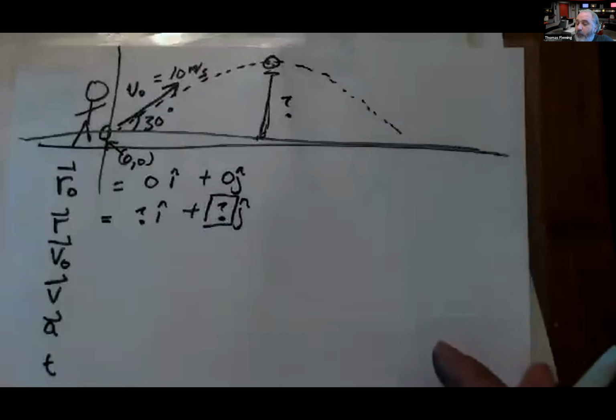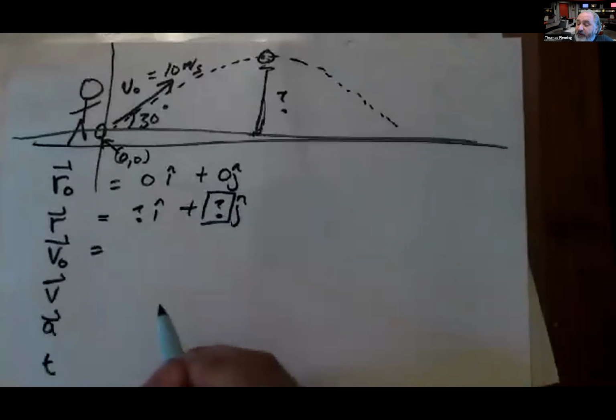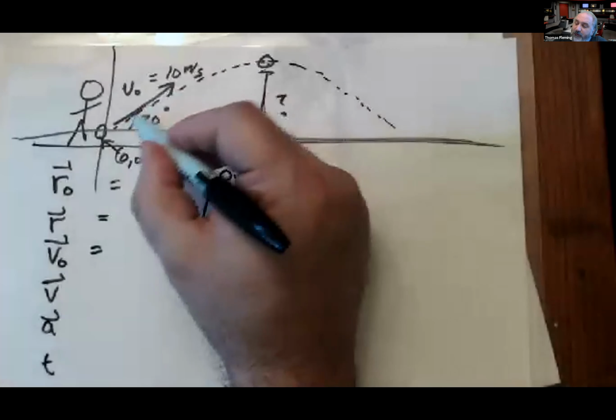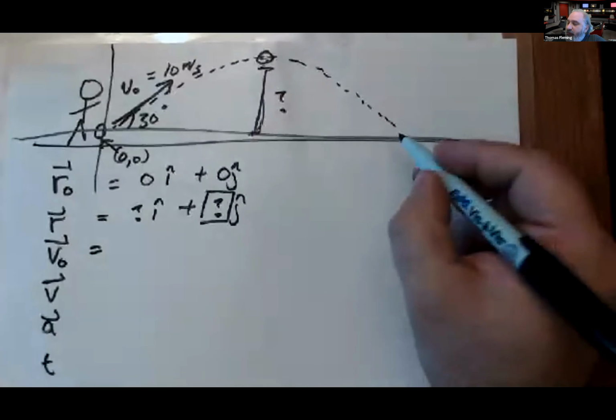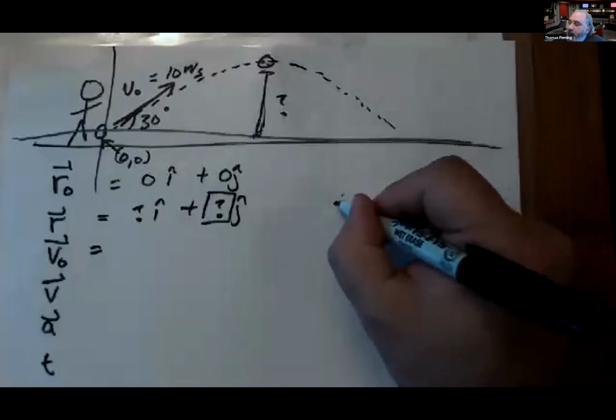Cool. Now, what about the initial velocity? Well, here's my initial velocity vector. It's 10 meters per second long, and it's diagonal. I'm going to draw it off to the side just so it's easier to see.